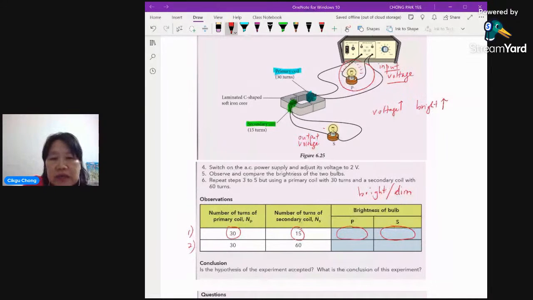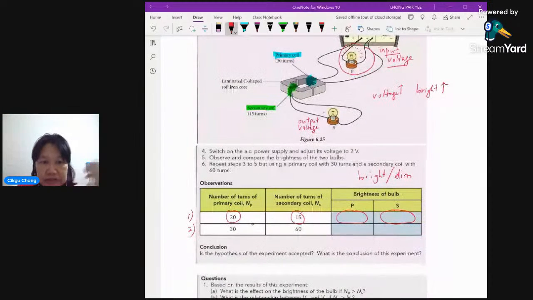Next one, the turns. The first time you do it, primary coil is 30, secondary coil is 15. Then you look at the brightness. The second time now you change it. Your primary coil, you keep it the same. Now your secondary coil, you put 60. And then you compare the brightness and the dim. Which one is bright, which one is dim?